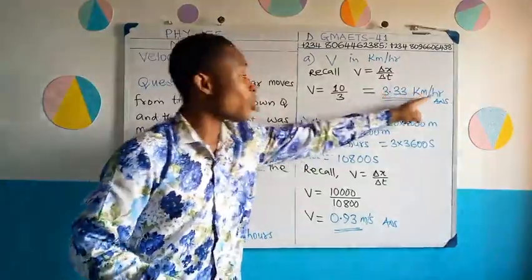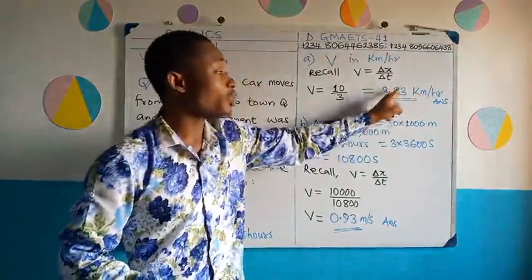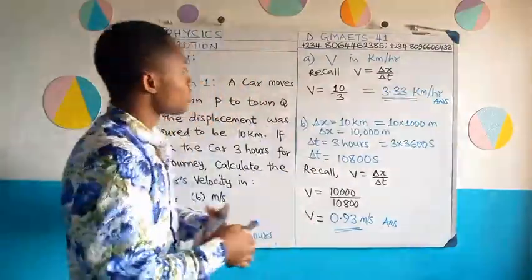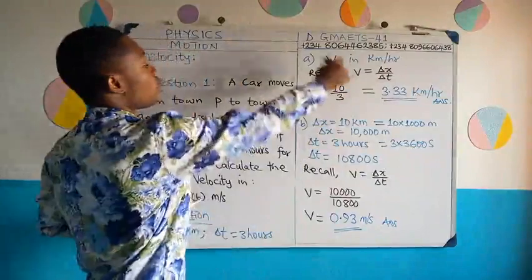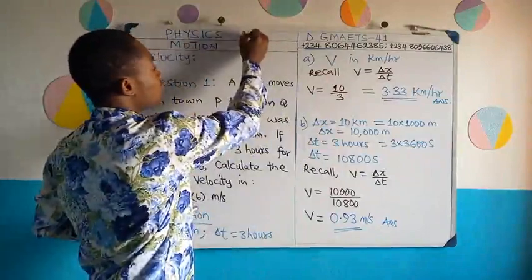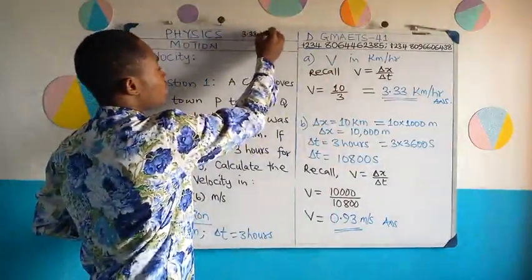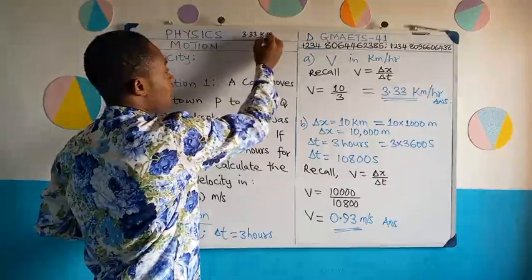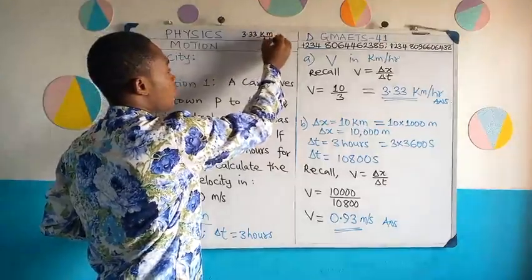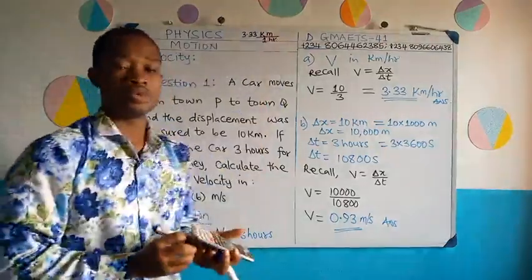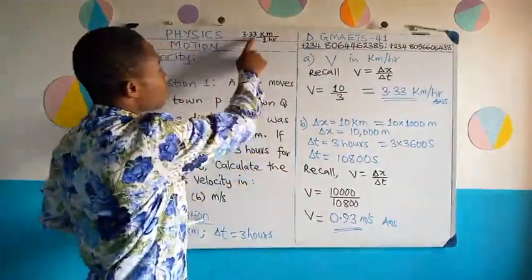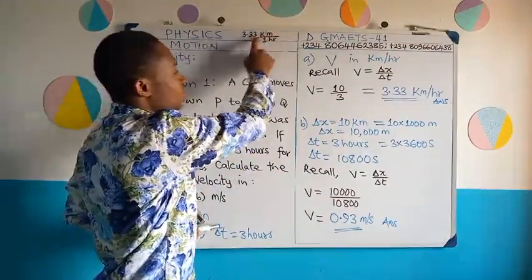For every 1 hour, the car will cover 3.33 kilometers distance. So watch, let me show you something. How you work on that now will be 3.33 kilometers divided by 1 hour. So that's what you do. And this means 3.33 times kilometers divided by 1 hour.